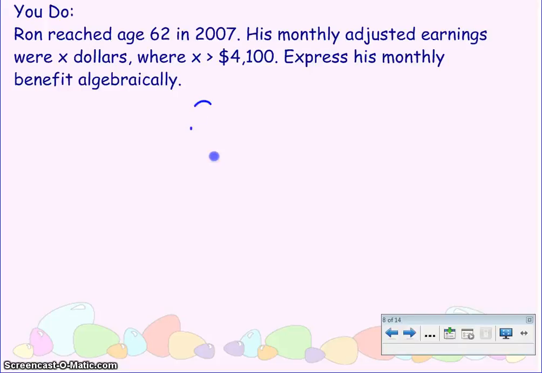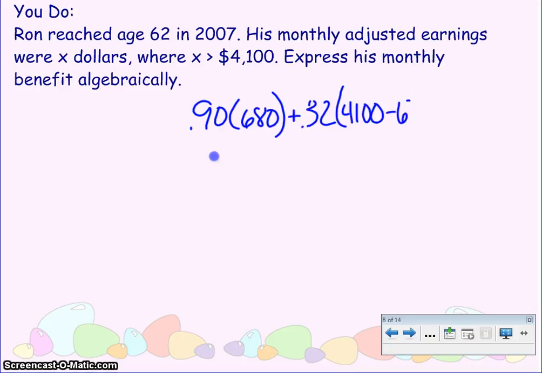Well, we know that he earned 90% of the 680. He earned 32% of the 4,100 minus the 680. And I know it's that whole amount because it says he went over, plus 15% of the amount over 4,100. Sorry, I wrote that backwards. So it should be 15% of X minus the 4,100. Then there's our equation.